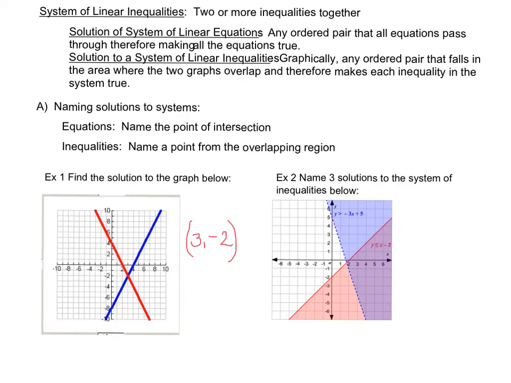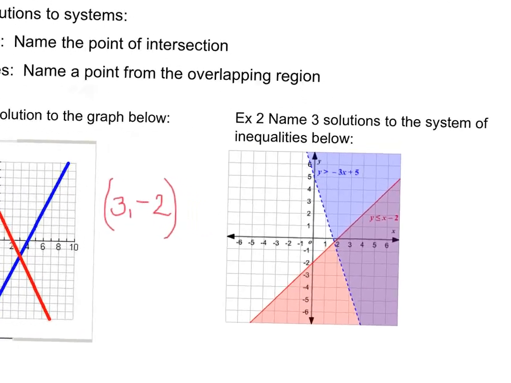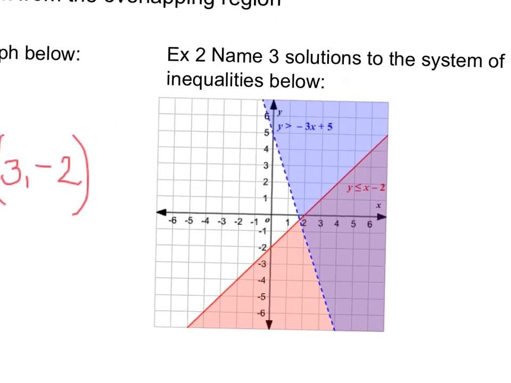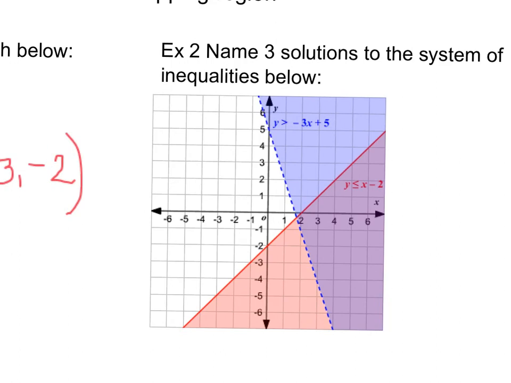So according to my notes here, if I want to name 3 solutions, all I need to do is name 3 points inside of that purple region. So I can pick any 3 points I want. So let's say I pick this point and name it. Let's say I pick this point and name it. And let's say I pick this point and name it.